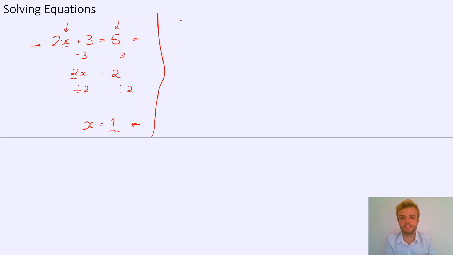Let's do another one. Let's have 6a plus 8 equals 20. This is very, very similar to the other one. We'll just do all the same steps. We'll undo everything that's happened to a, and hopefully we'll be left with a by itself. So we'll start by taking away the 8 from both sides to keep it even, leaving us with 6a on the left and 12 on the right. And next we just divide by 6 to cancel out the times by 6, leaving us with a equals 2.